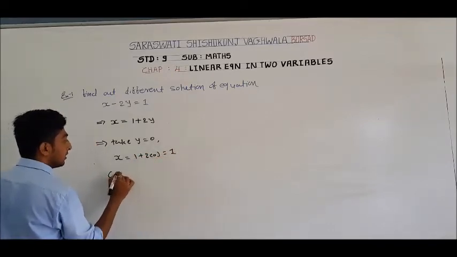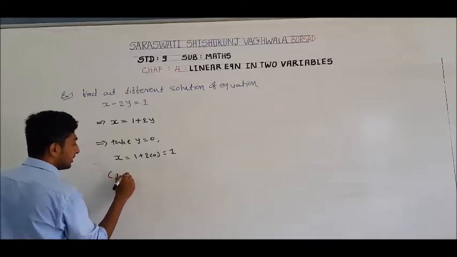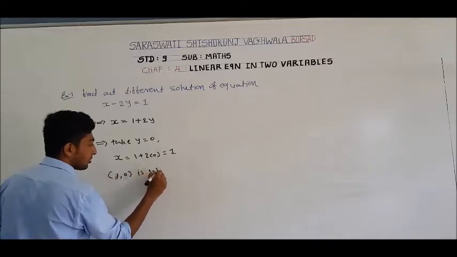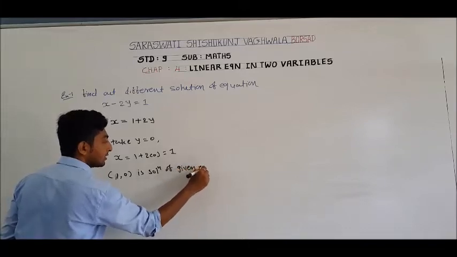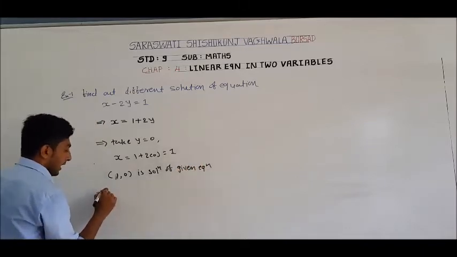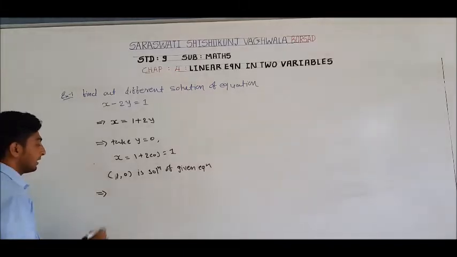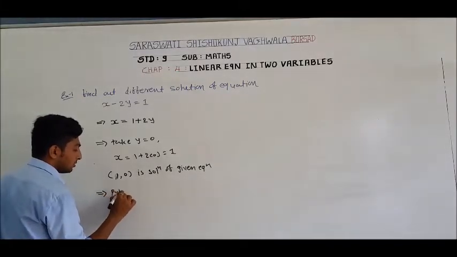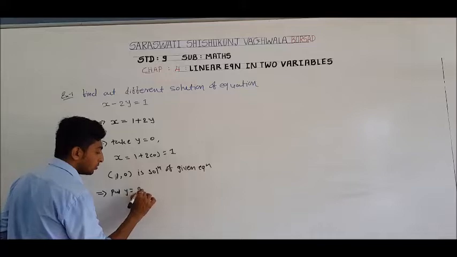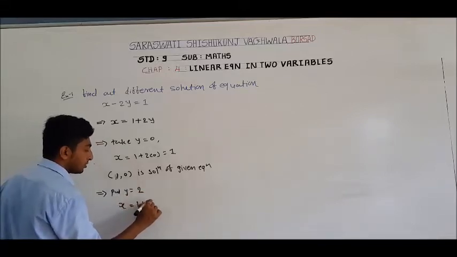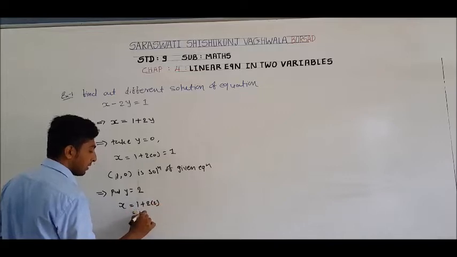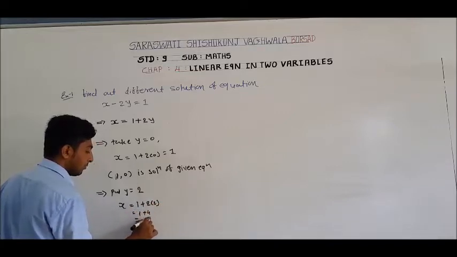So the solution is 1, 0 is a solution of the given equation. Let us take another value of y. Put y equal to 2. So you will get x equal to 1 plus 2 into 2, that is 1 plus 4 equal to 5.